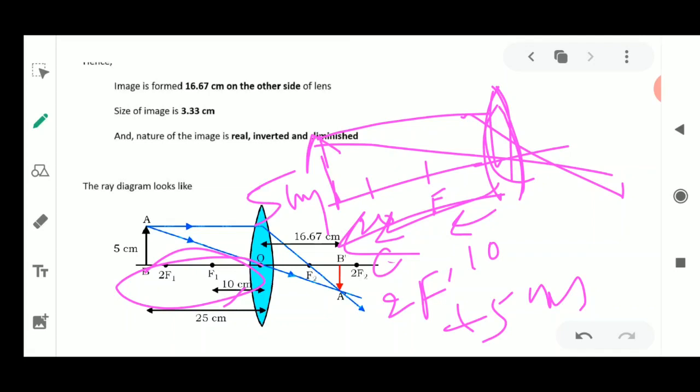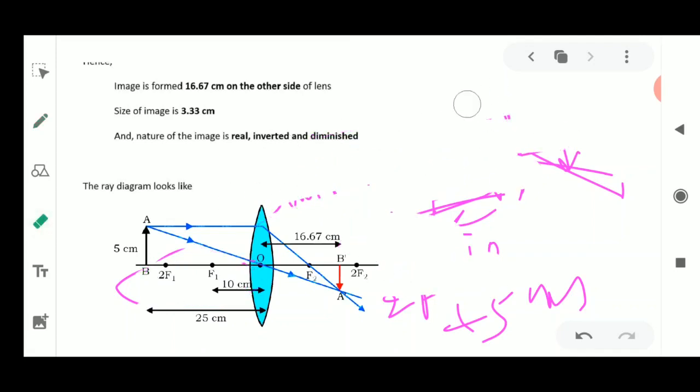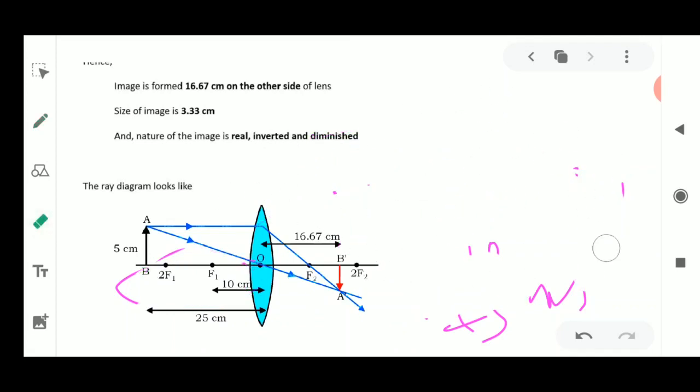So the point where the image is going to form will be just below the principal axis. And the height of the image which we are getting is 16.67. So this image which we are getting is 16.67 on the other side of the lens. So we will just mark it as we are writing this.